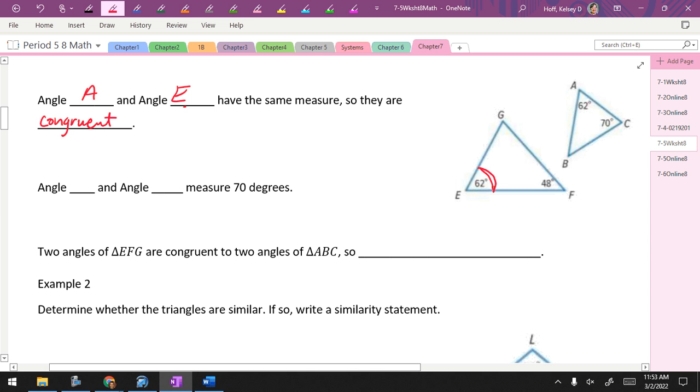I'm going to put one swoop on them just so that I have those markings. Okay. Then it says angle blank and angle blank measure 70 degrees.